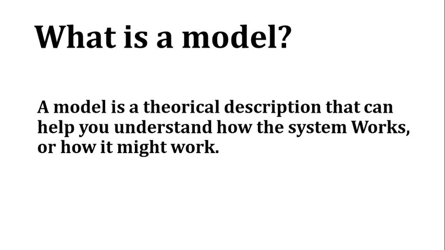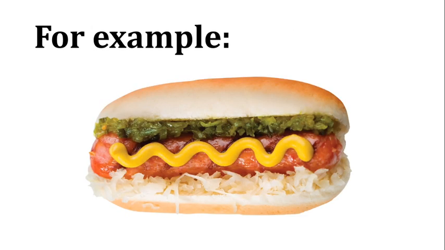And so, what is a model? A model is a theoretical description that can help you to understand how the system works or how it might work. For example, you want to start selling hot dogs. You know all about making hot dogs, but you don't know anything about money.